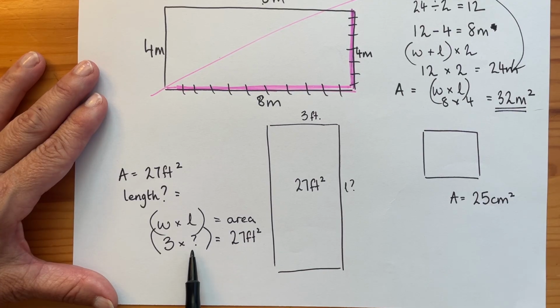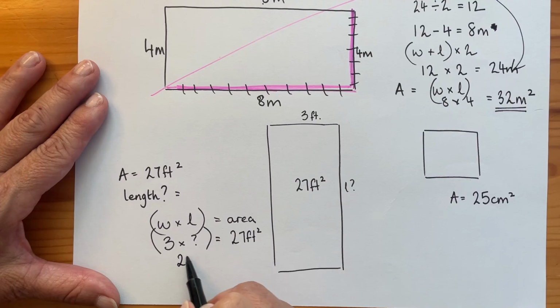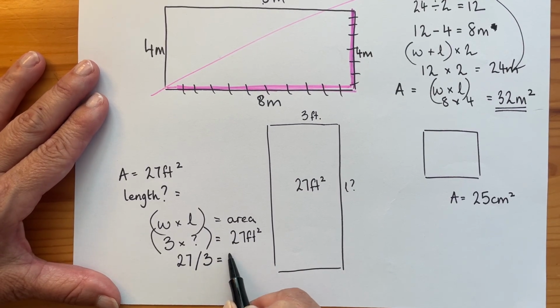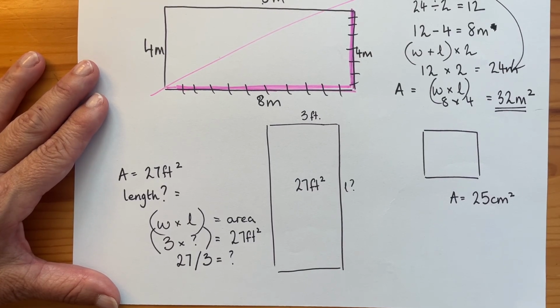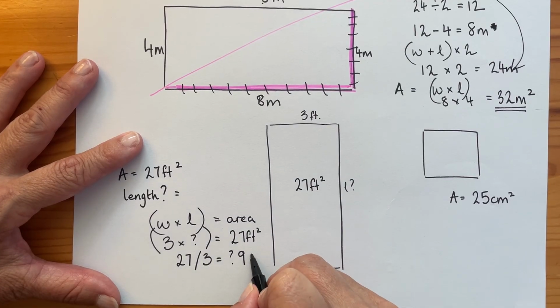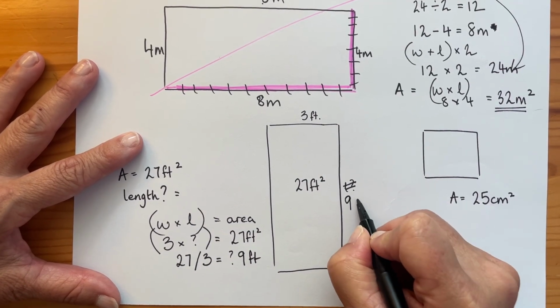Now, if you're doing multiplication backwards to fill in this gap, the opposite of multiplication is division. So I'm going to do 27 divided by 3 equals what? Well, 3 times 9 is 27, so that has to be a 9. So that's going to be 9 feet. So here we've got 9 feet.